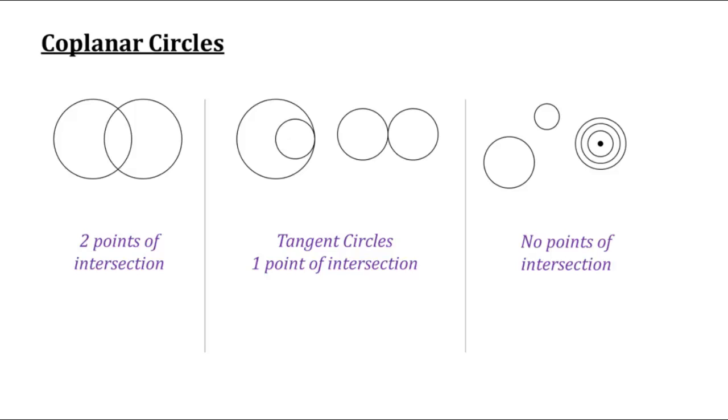And then the last ones have no points of intersection. These are circles that don't have anything to do with each other. They won't touch. Or you could have, like on the right, this bullseye. Those are called concentric circles because they all have the same center, just different radiuses.